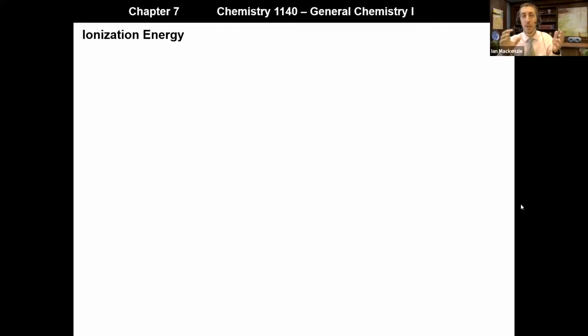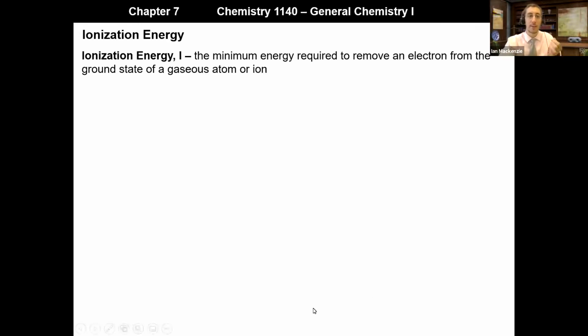The next property we need to talk about, while we're talking about trends in atomic size and ionic size, is something known as ionization energy. And this is actually the energy required to remove electrons from atoms. So the ionization energy is defined as the minimum energy required to remove an electron from the ground state of a gaseous atom or ion. And it's given the symbol I here.